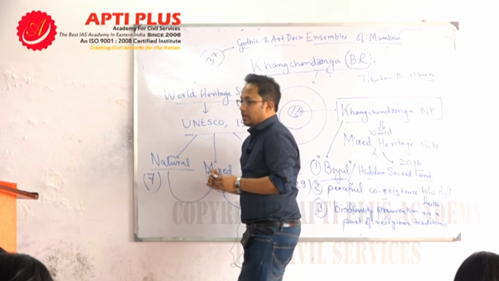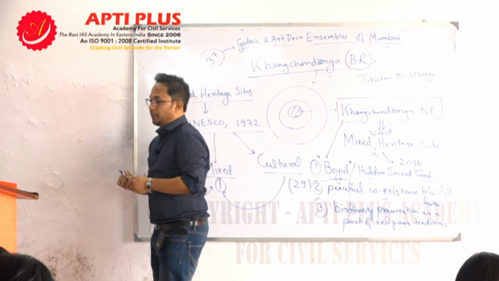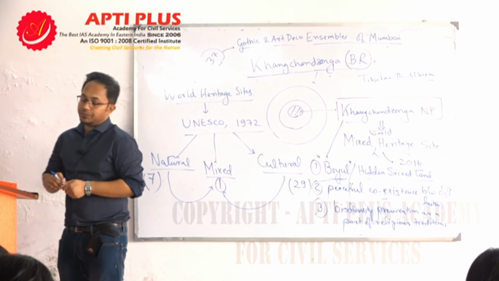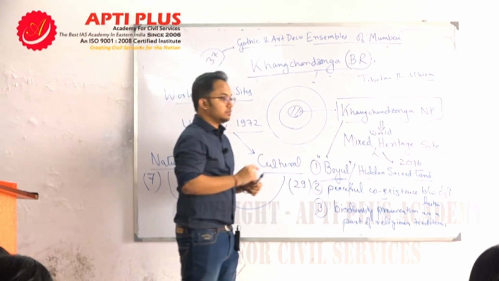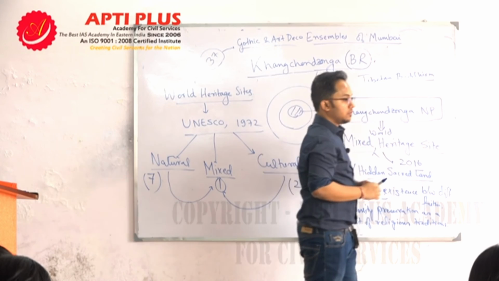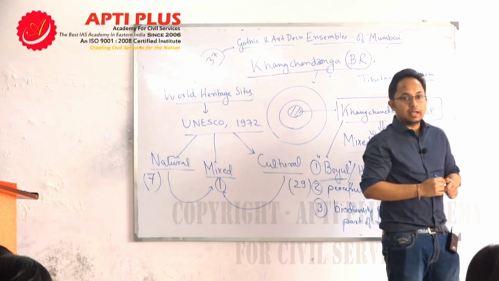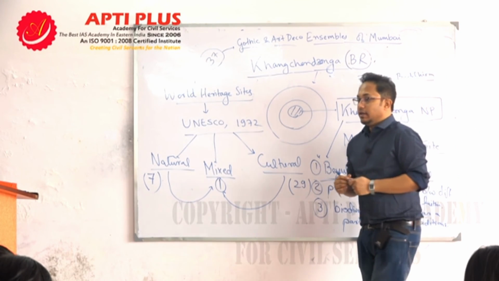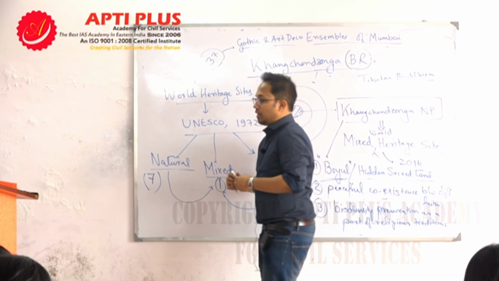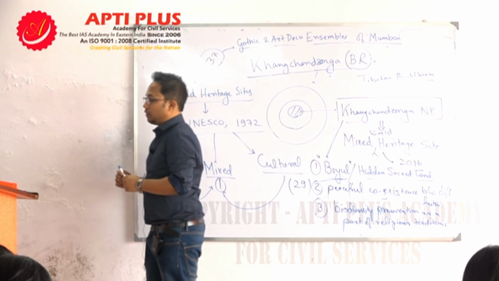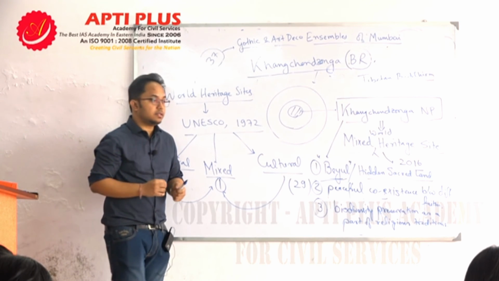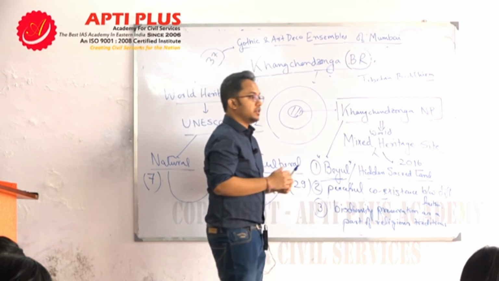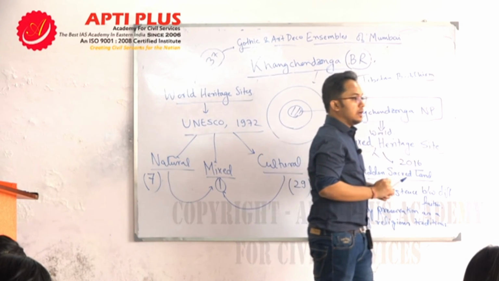Next, the Kaziranga National Park. Where is it? Assam. Kaziranga National Park in Assam. Manas, M-A-N-A-S, Manas National Park. Where is that? Manas Wildlife Sanctuary, Assam. Manas is in Assam. Manas Wildlife Sanctuary or Manas Tiger Reserve, it is in Assam.